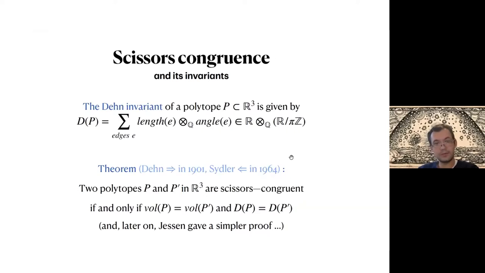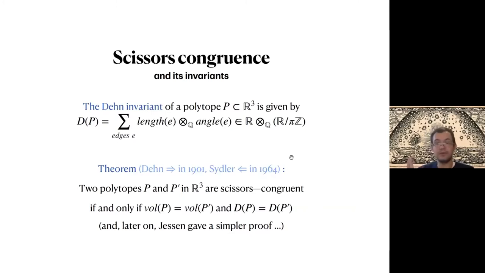And there is a theorem. One direction, that the Dehn invariant is an invariant, was proved by Dehn. As soon as you have the definition, there is really nothing much to prove. And the converse was proved 60 years later by Sydler. This is a very non-trivial proof. Dehn's invariant is also a non-trivial discovery. The proof that it is invariant is not so hard, it's an easy exercise, actually, but discovering it is hard. So the theorem says that two polytopes in R3 are scissors congruent if and only if they have equal volumes and equal Dehn invariants.